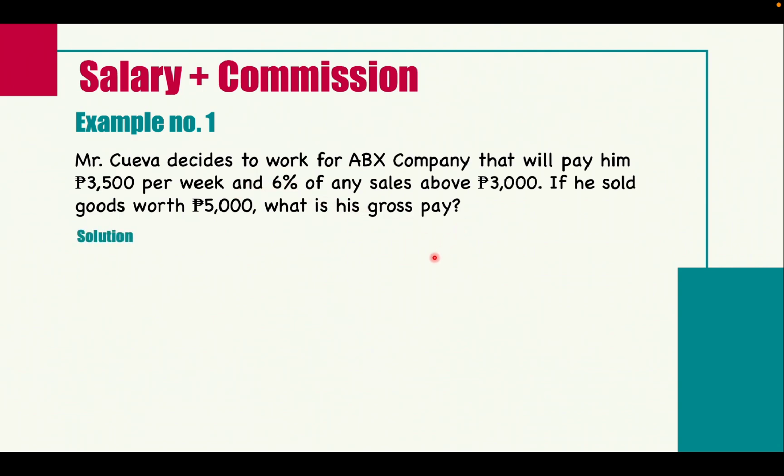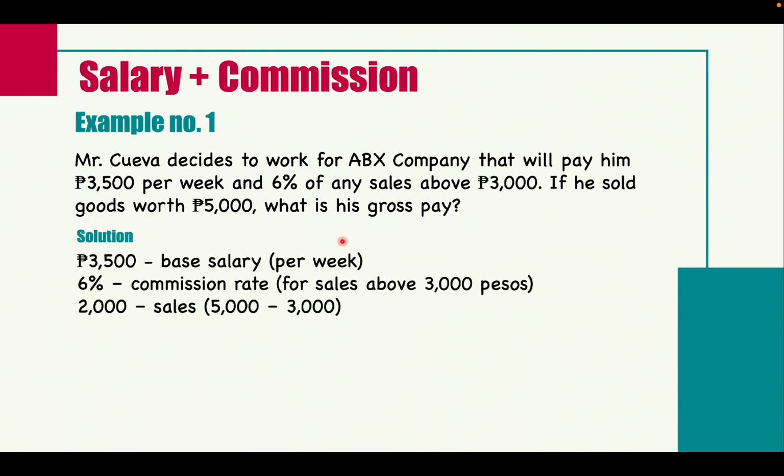So, this is how we compute it. Tingnan nyo muna yung given. 3,500 for the salary, 6% for the commission rate, and then 2,000 for the sales. Bakit 2,000 na lang? Kasi remember, meron tayong floor limit na 3,000 pesos. So, that will be deducted to the total sales. So, 5,000 minus the limit of 3,000 pesos, you get a total commissional sale of 2,000 pesos.